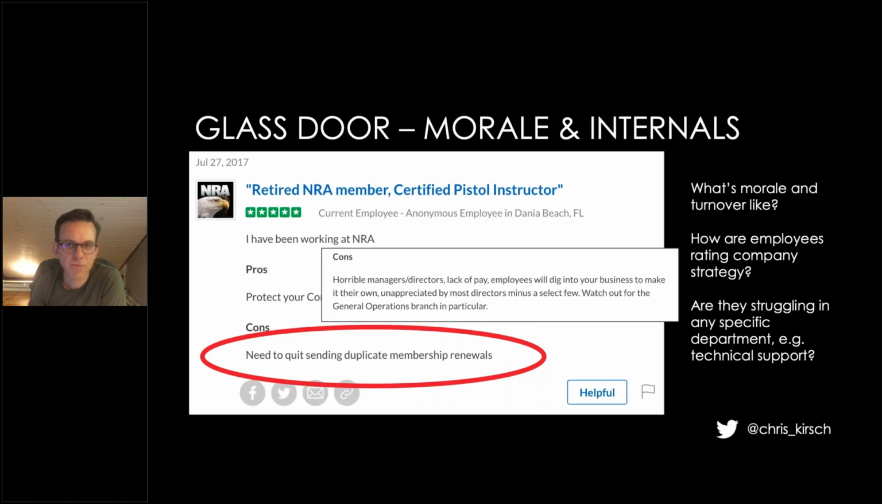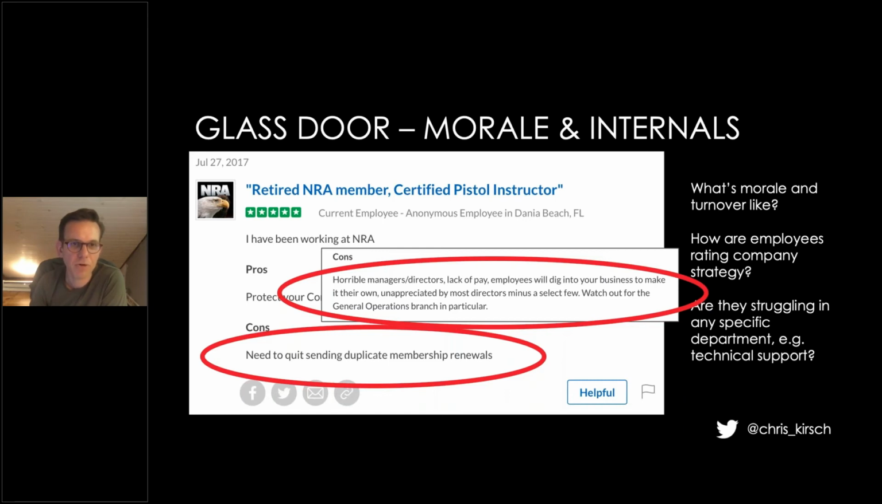And another thing I found was, watch out for the general operations branch in particular, with horrible managers. So that also shows you where a company is struggling, where they are likely not executing well, and you can use that to place your bets on how you want to attack them.